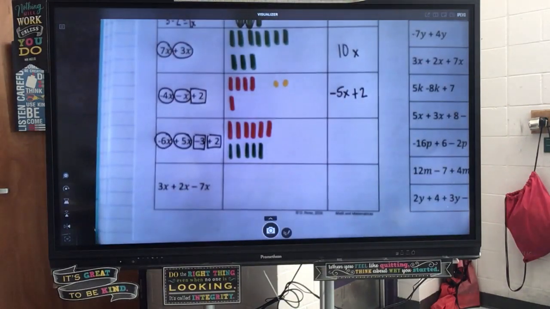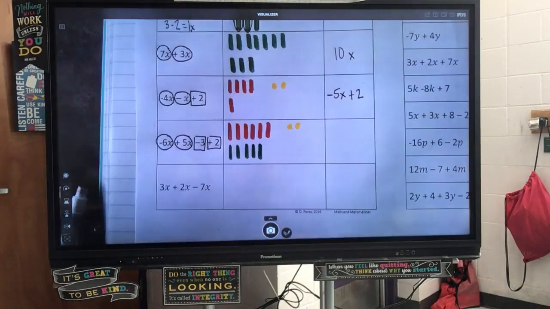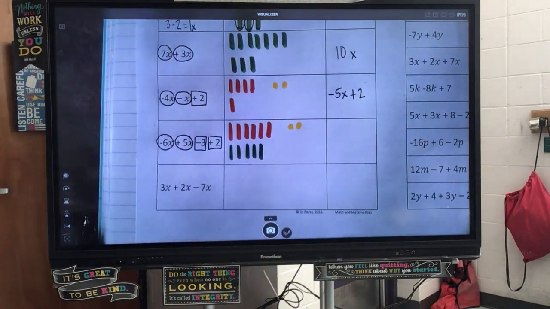So how many positives do I have? I have negative 3 plus 2. So how many positives do I have? That would be 2. So I'm going to put 1, 2, and then how many negatives? I have minus 3. How many do I have? Leo? 3.